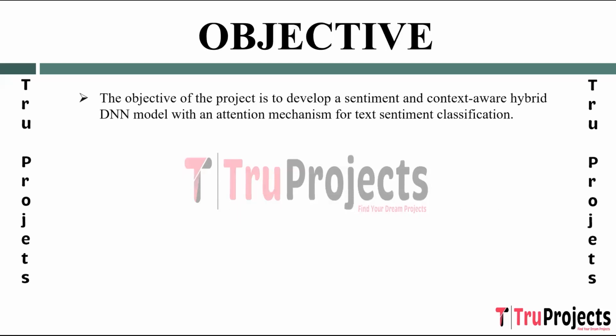Objective. The project sets out to develop a novel sentiment and context-aware hybrid DNN model equipped with an attention mechanism tailored specifically for text sentiment classification. This overarching objective reflects a focus on advancing existing methodologies to better handle the complexities of sentiment analysis on unstructured textual data.